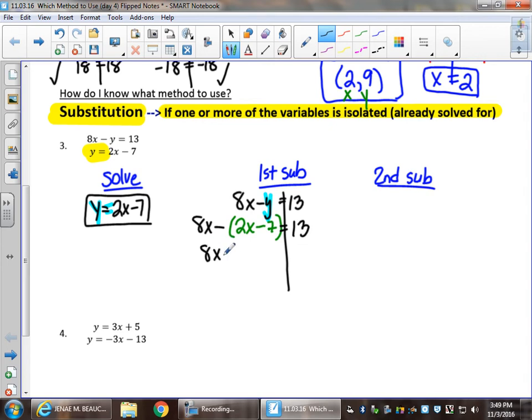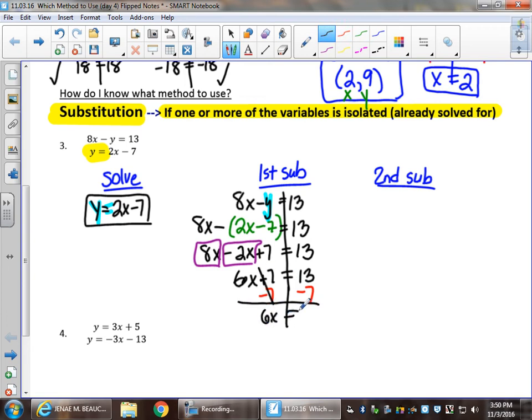Distributing that negative, I now have 8x minus 2x plus 7 equals 13. I can now combine like terms. 8x and a negative 2x makes a positive 6x. And I bring down the plus 7 and the 13. We're now down to a two-step equation, so we'll subtract 7 from both sides. 6x equals 13 minus 7 is 6. And last but not least, we will divide both sides by 6. X equals 1.